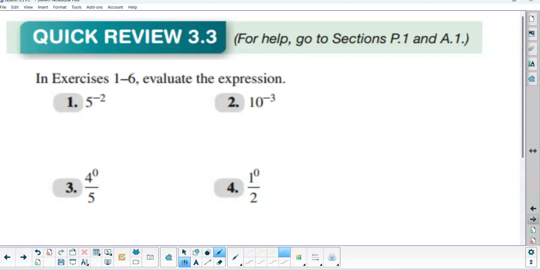Let's finish up by doing the quick review. We're going to evaluate these expressions. These are properties of exponents that some students forget about, so it's good to review them. 5 to the negative 2 is the same thing as 5 squared on the bottom of a fraction. So this is the same thing as 1 over 25. 10 to the negative 3 is the same thing as 10 to the third on the bottom of a fraction. That's why this is the same thing as 1 over 1,000.